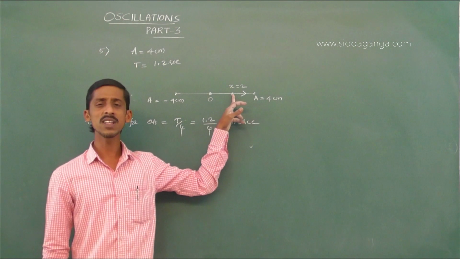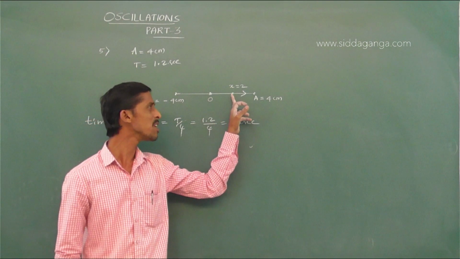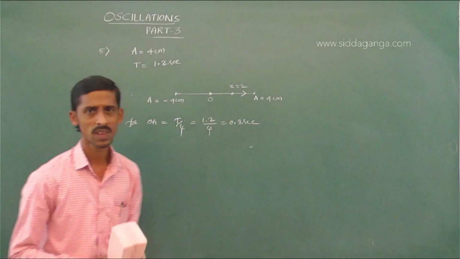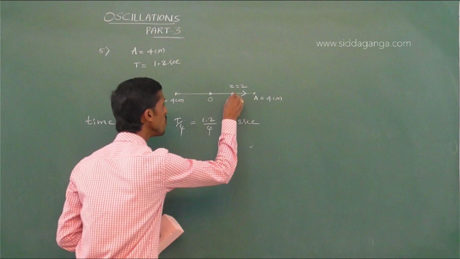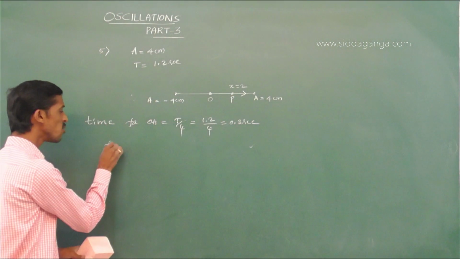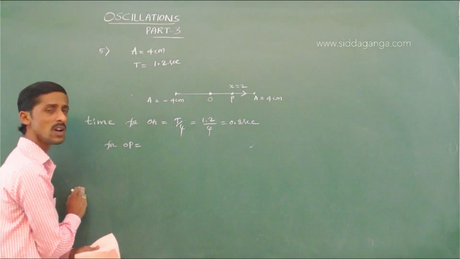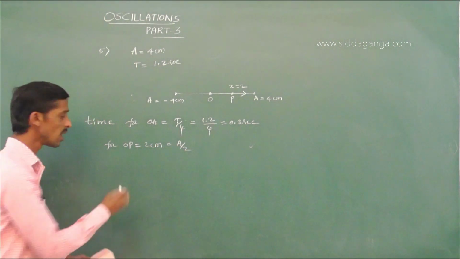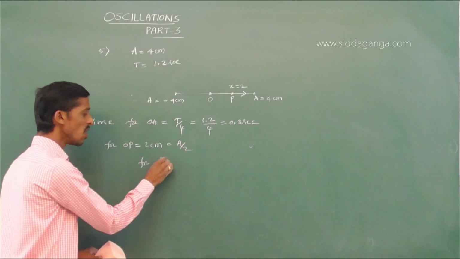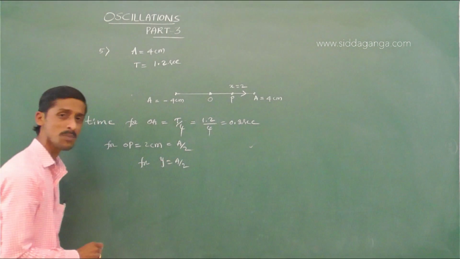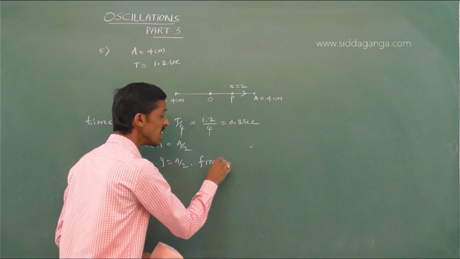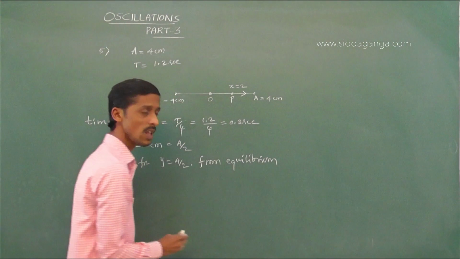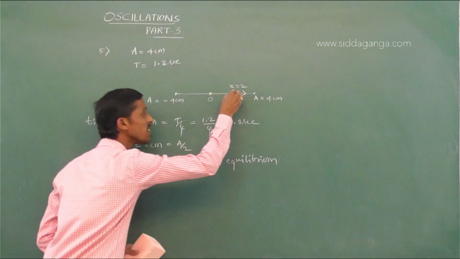X is equal to 2, that is half of the amplitude, as I told you clearly. Now let me give the name P. For OP, it is 2 centimeter. 2 centimeter is nothing but half of that. I told you for y is equal to half of the amplitude, from the equilibrium position for a distance equal to half of the amplitude.